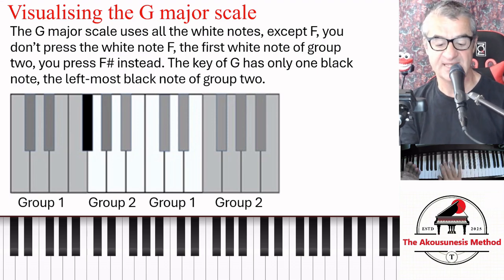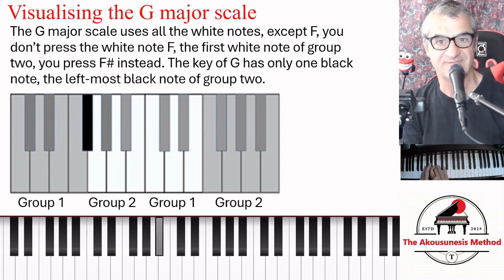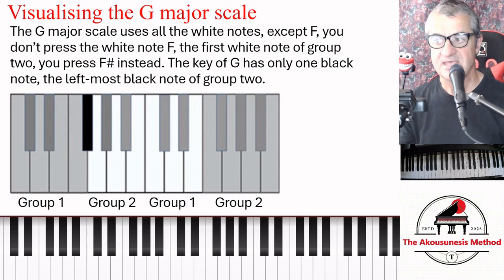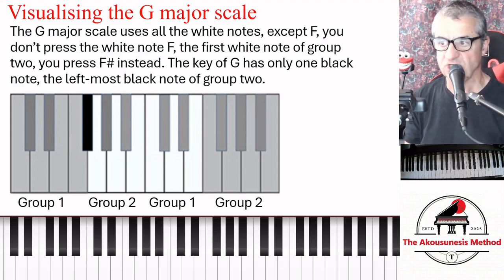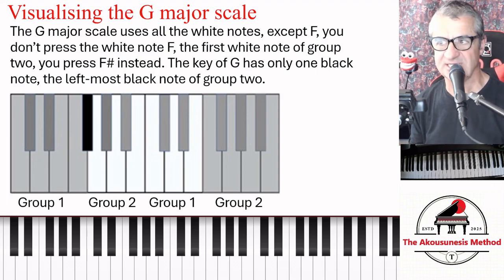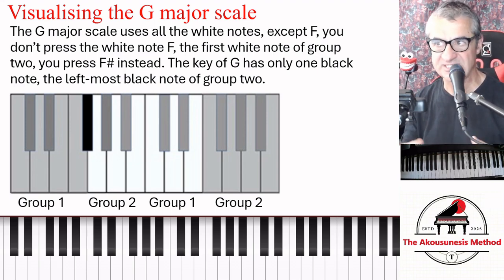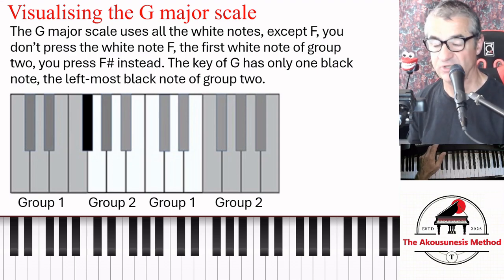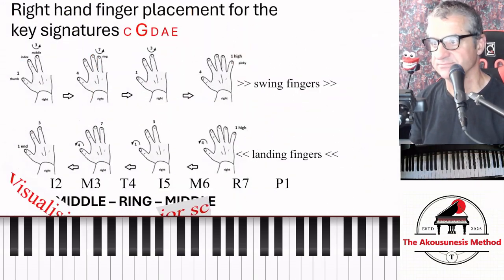And the opposite with flats. With a flat, we're flattening the white note. We don't press the white note on the right. When we're sharpening, we don't press the white note on the left. That's another memory association you can make. The key of G has only one black note, as we said, the leftmost black note of group 2. It's quite an easy key to visualize. So we're going to utilize this very helpful visualization just before we start to learn it, because now you're really remembering. You've got ways to remember your scale.